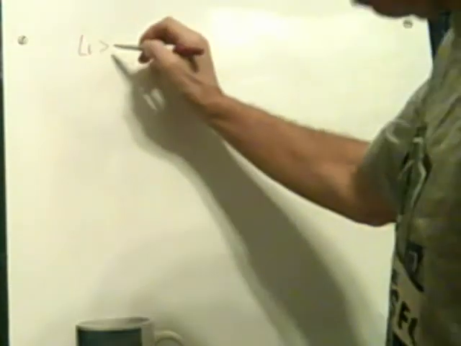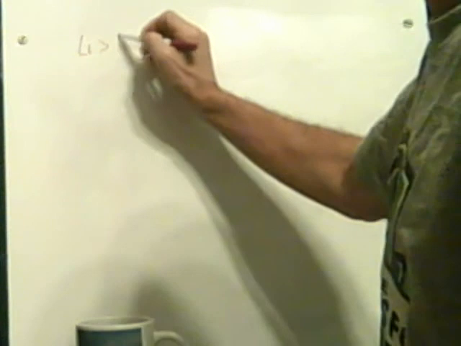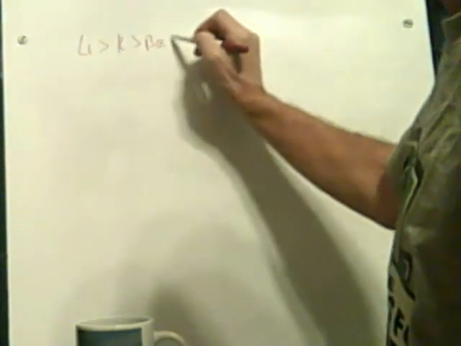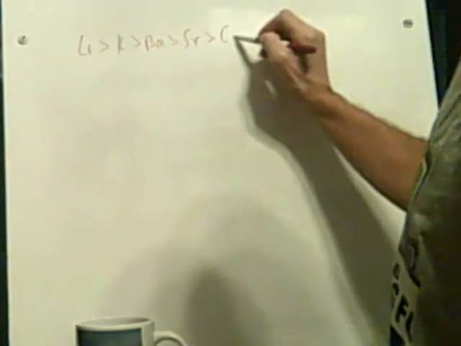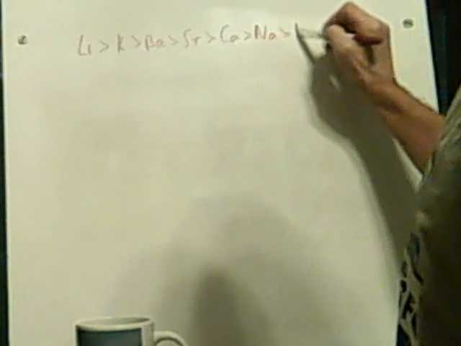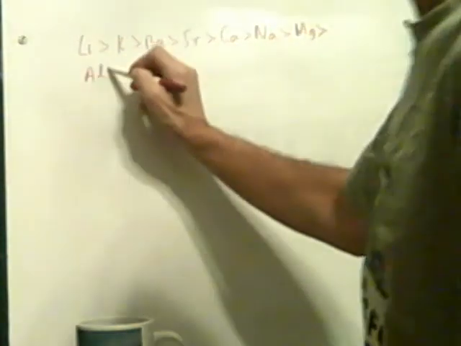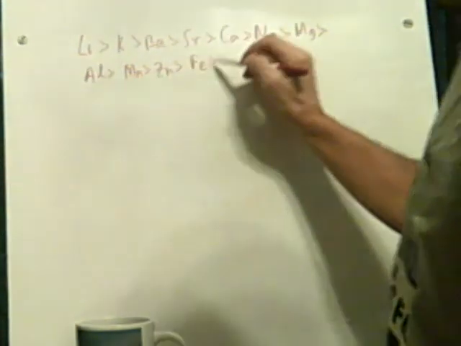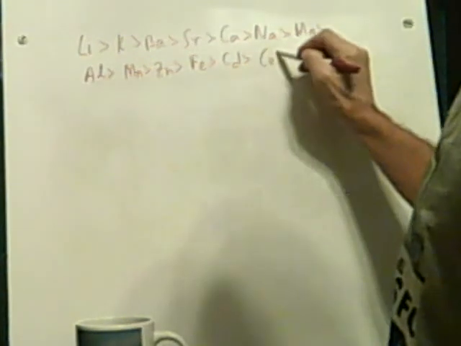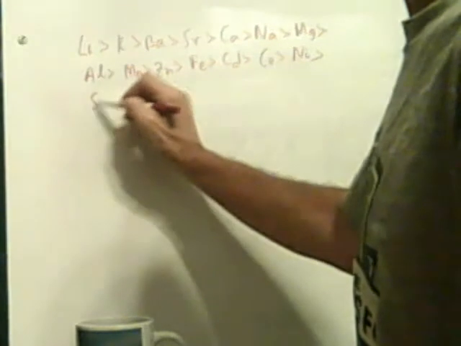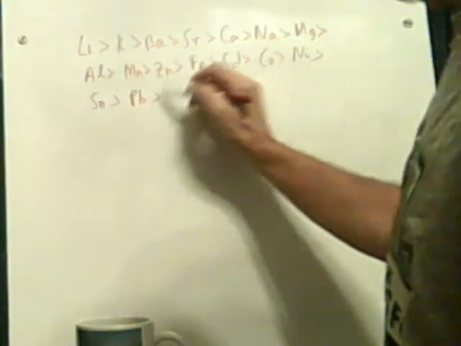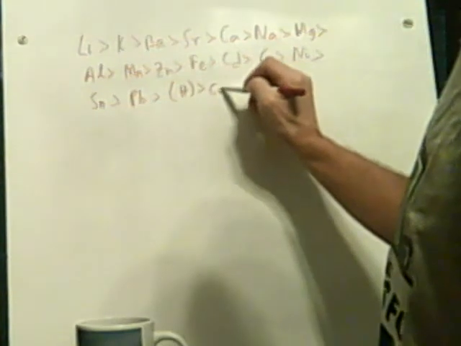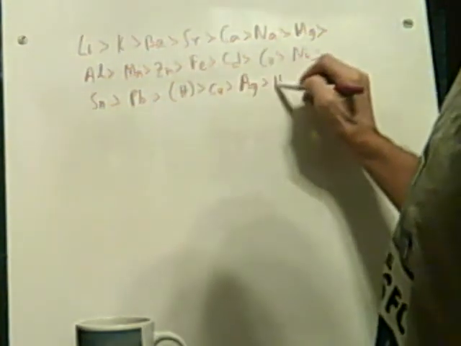Lithium, more active. Then potassium, barium, strontium, calcium, sodium, magnesium, aluminum, zinc, iron, cadmium, cobalt, nickel, tin, lead, hydrogen, copper, silver, mercury, and gold. Okay. Now you'll notice there's something interesting about this.